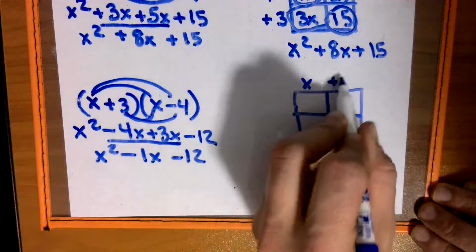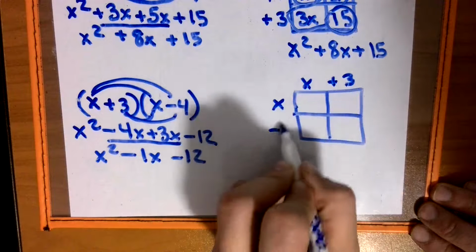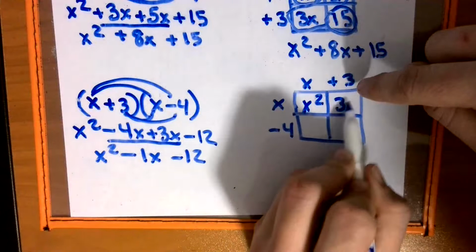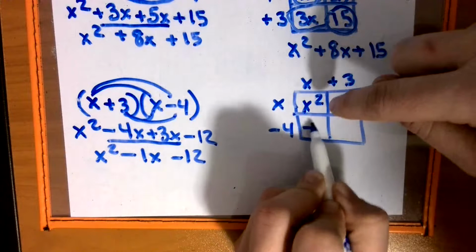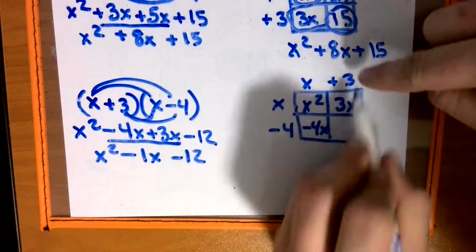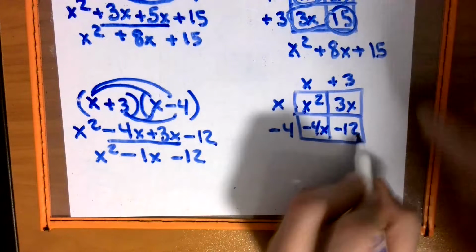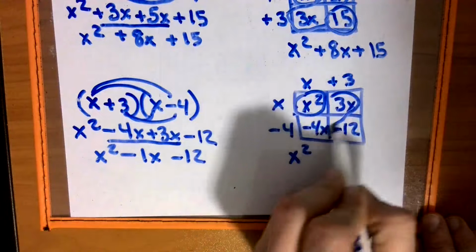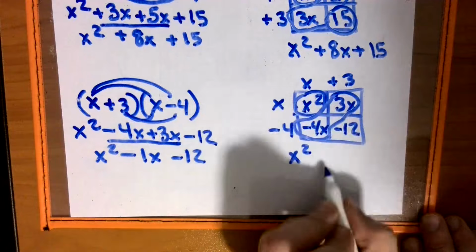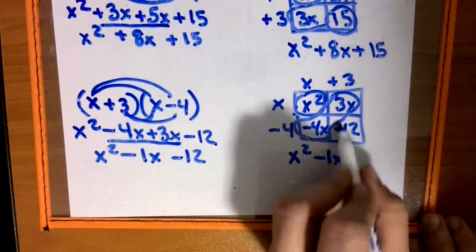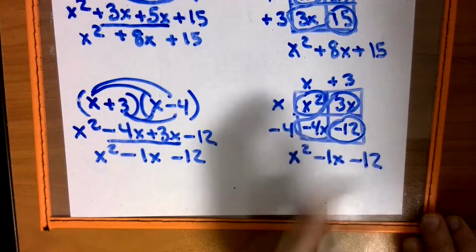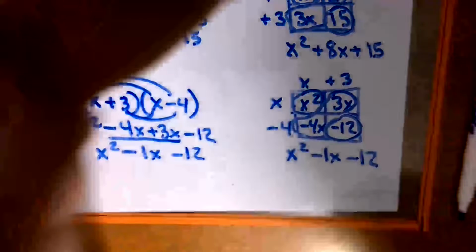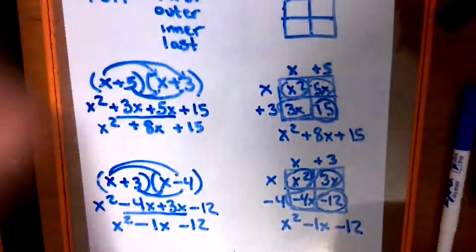Box method, write one of them on the top, one of them on the bottom. X times x is x squared. X times 3 is 3x. X times a negative 4 is a negative 4x. And a negative 4 times a positive 3 is a negative 12. By itself, combine the two that look similar. Bad and good. Bad's going to win by 1. By itself, both work. Okay.